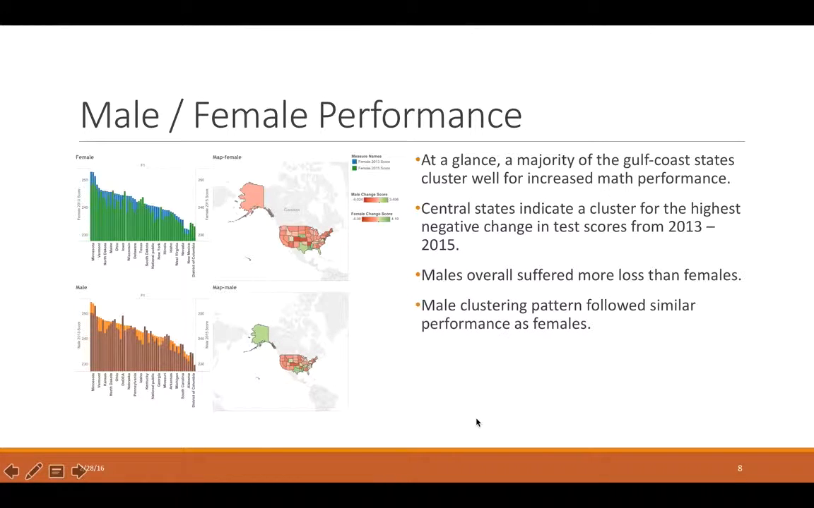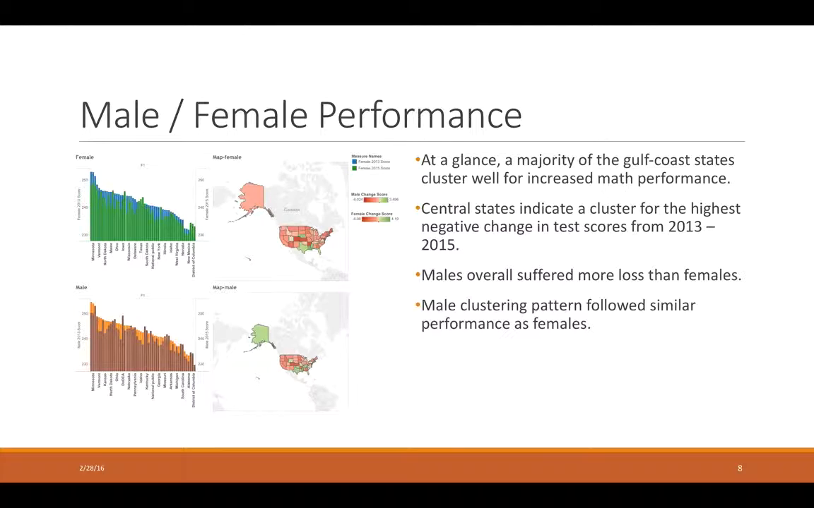As far as visualizations, on the first, I broke down between female and male. On the first pass, looking at the maps, you can tell that most of the Gulf Coast states form a nice cluster where test scores actually improved for math scores versus drug use, whereas the majority of the other states showed mild to severe declines in math performance due to or inconsistency with drug use.